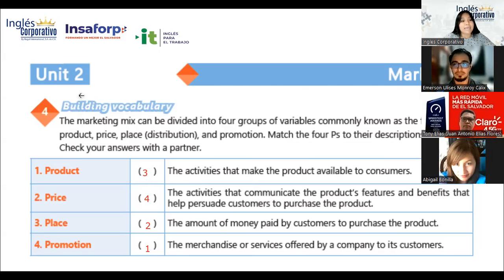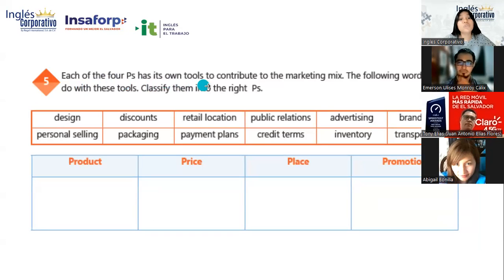Now, each of the four P's has its own tools to contribute to the marketing mix. The following words have to do with these tools. Let's classify them into the right P. When we talk about product, what do you think the product involves? Do you think that the product involves the design? What do you think the price involves? Do you think that it involves payment plans? All right, the place, what do you think the place includes, and the promotion?